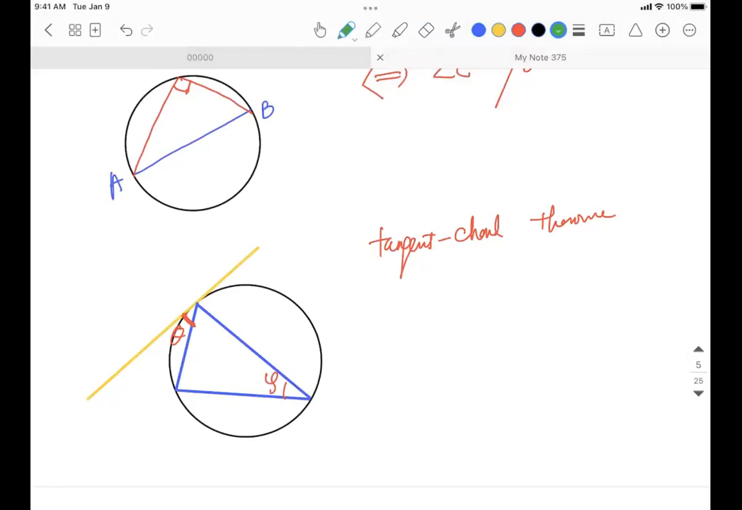I'm going to repeat it. An angle included by a tangent line and the chord of the circle. My chord, I'm going to use the color maybe green. It's the same in measurement as any inscribed angle which is facing the same chord. So angle theta equals angle phi.